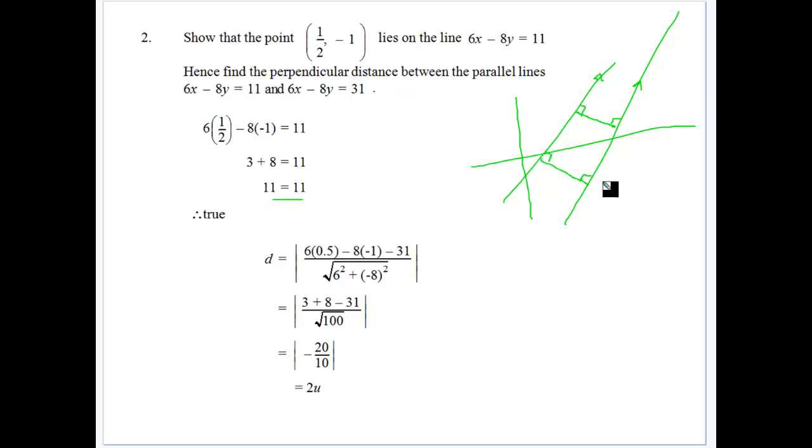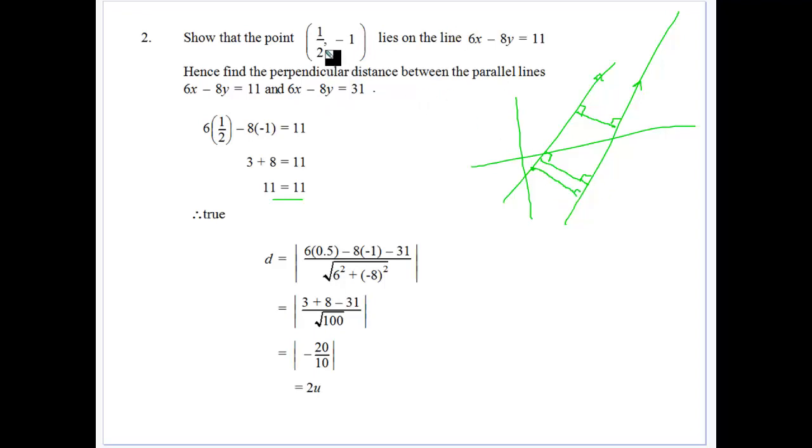A perpendicular line to both those will give us the shortest distance, and will give us the same distance every time. Distance between them stays the same. Now, if this point, a half, minus 1, lies on 6x minus 8y equals 11, then you could find the perpendicular distance from that point to the other line.